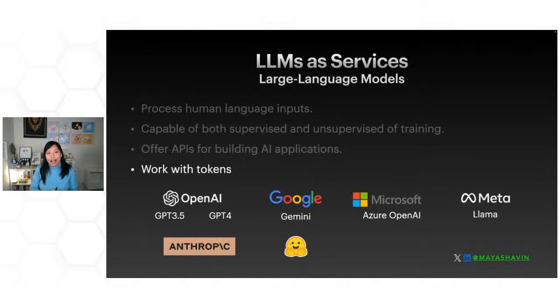One of the most popular LLMs as a service we have up until today: OpenAI with GPT, Google with Gemini, Microsoft with Azure OpenAI, Meta with Llama, and other open source LLMs such as Hugging Face, or Claude from Anthropic, and so on.